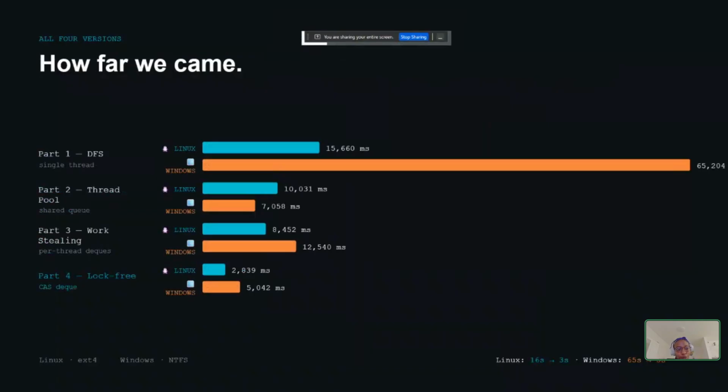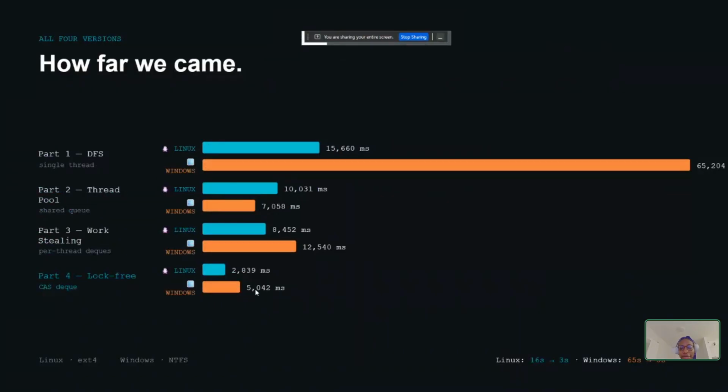and it was fantastic. And this is how far I've come. On the first part on the DFS, we had the Linux at 15 seconds and the Windows at a minute and 5 seconds. Then after we introduced the simple traditional thread pool, we had the Linux at 10 seconds and the Windows at 7 seconds. And then when we did the stealing, when we tried to make threads steal from other threads, we had the Linux at 8 seconds and the Windows regressed to 12 seconds. And now with lock-free, when we remove the lock contention in the stealing part, we had the Linux at 2.8 seconds, and the Windows at 5 seconds, right?